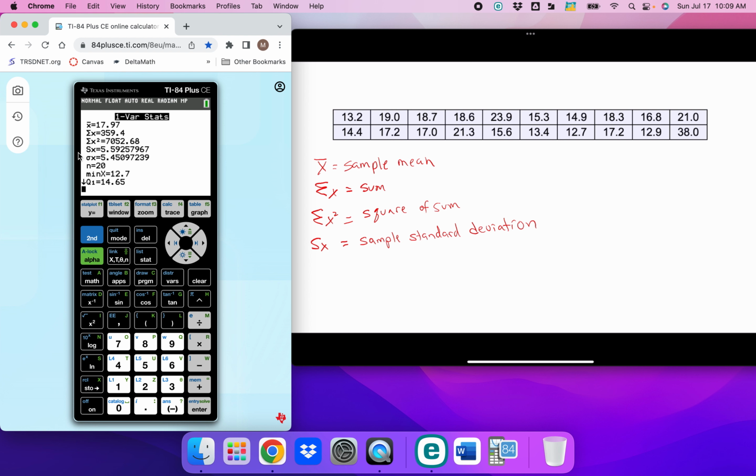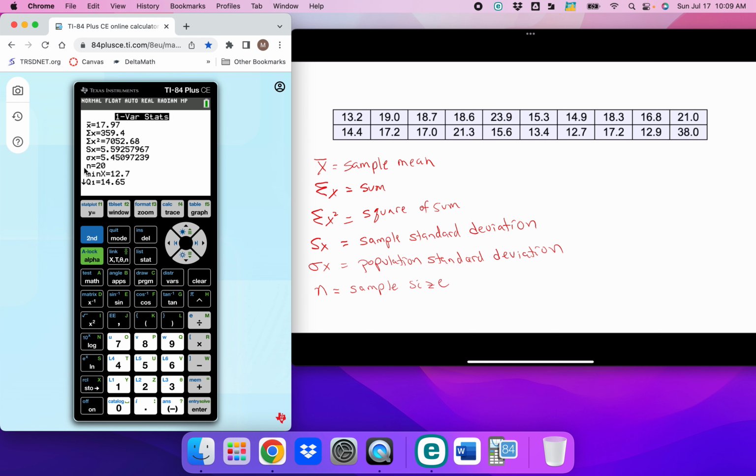So this next one right here, sigma x, is population standard deviation. So the sigma is population, the S is the sample. n is just how many, this is our sample size. Hopefully you already know what the sample size is.